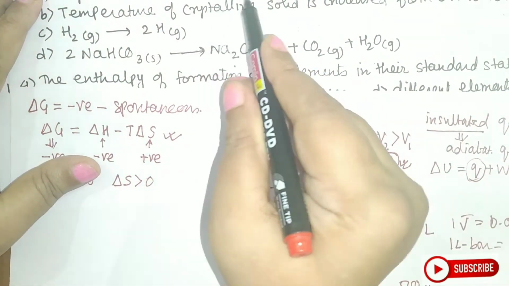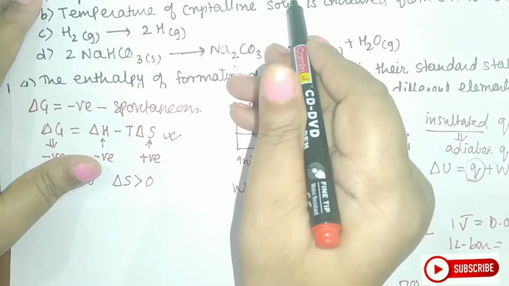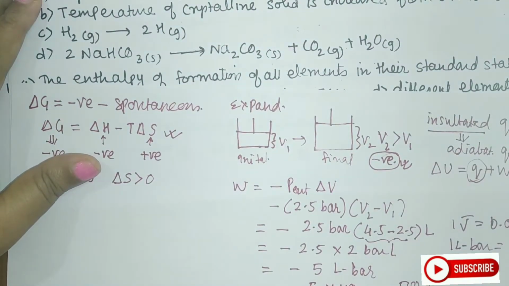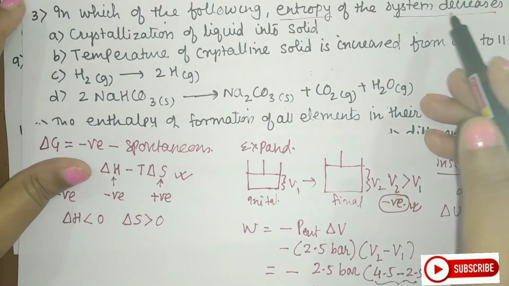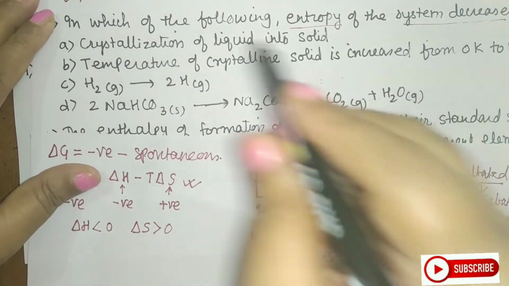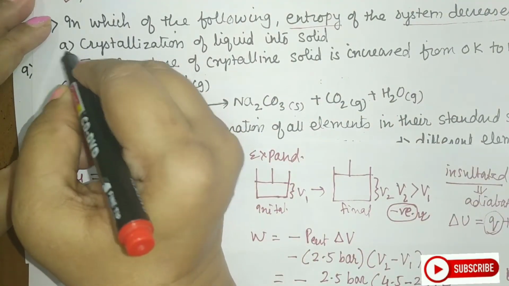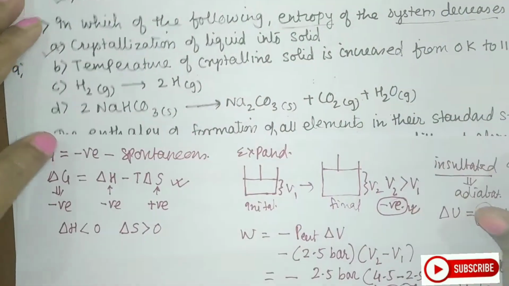When a liquid is getting converted into a solid, then what will happen? The entropy of the system will decrease. So they are asking about the entropy of the system decreasing. So here the answer is the first option. Let us see the remaining options also.